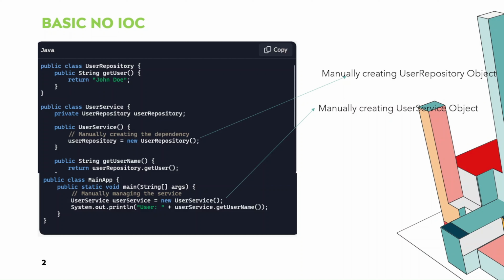Suppose I deal with 30 classes. If I need 30 objects, I need to use the new operator 30 times. So we need to create the objects, and you need to manage the objects. So this is the thing we need to deal with, the manual creation process, when you are working on large applications.